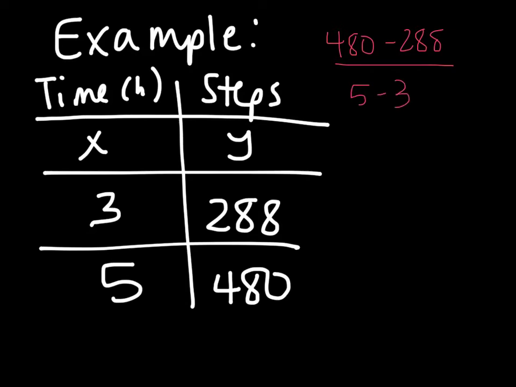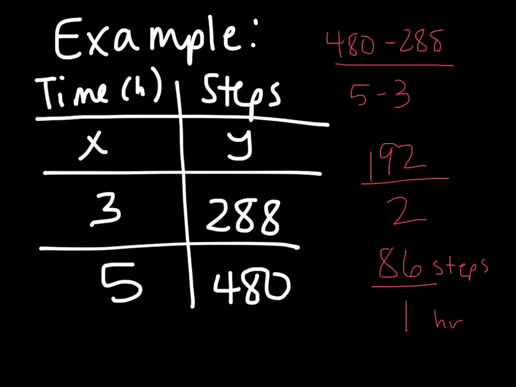So I'm going to do that on my calculator. So I'm going to subtract 488 minus 288. And I'm going to get 192 over 2. And again, we just said we're always going to simplify our fractions. So I'm going to simplify that, and I'm going to get 86 over 1. Now, when I look at that rate of change, what that rate of change is telling me is that for every 86 steps, it will take 1 hour. It's kind of just giving me the same thing as an average.